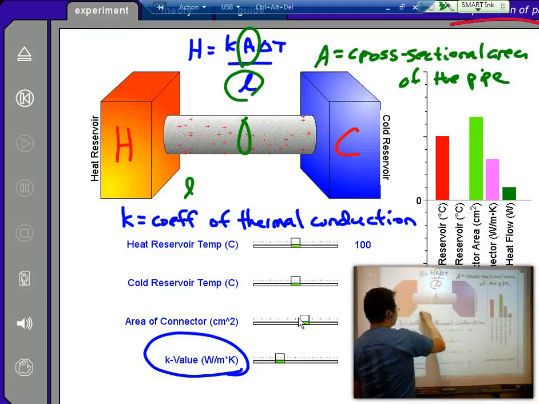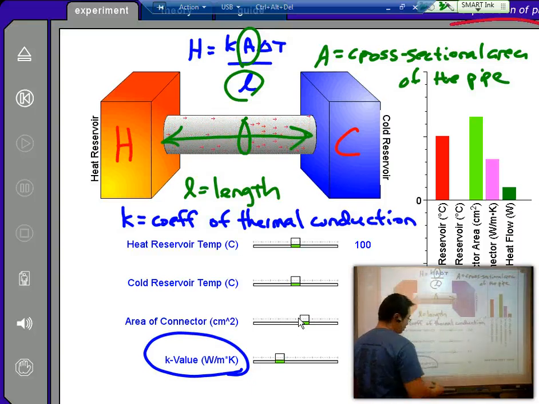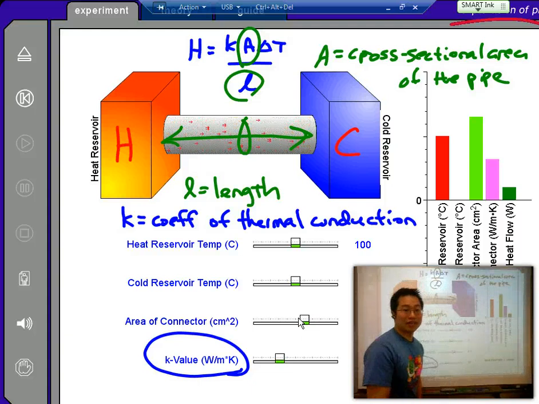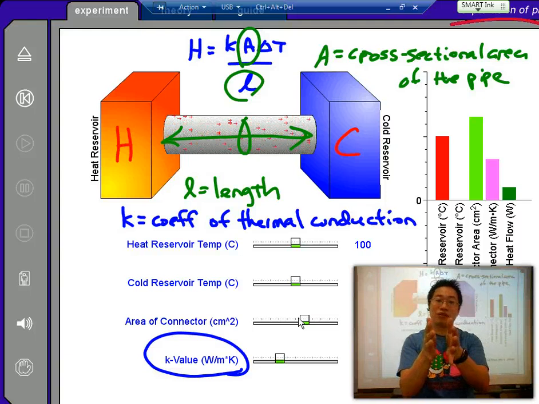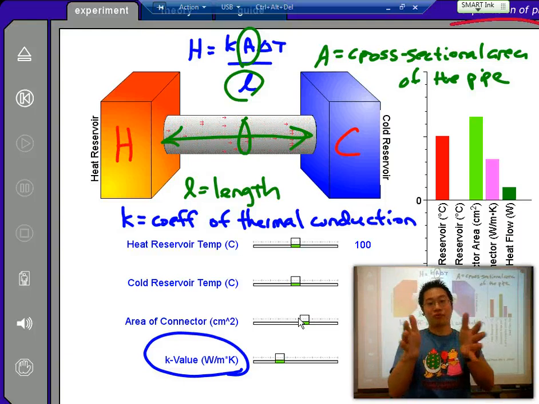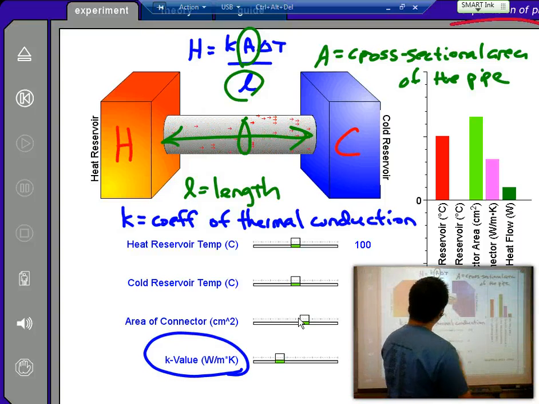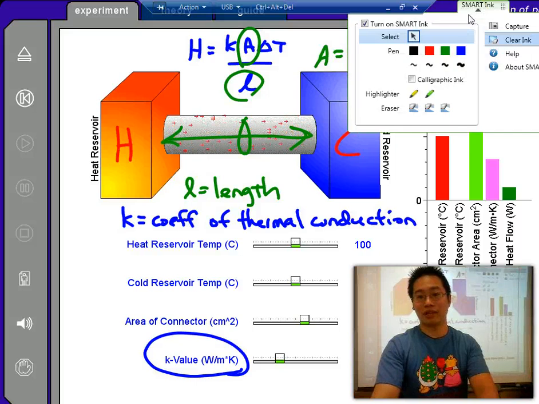L is length. It's literally how long the connection is between the hot and the cold. And if you move them closer together, it's easier for heat to transfer than when it's further apart. Okay? So ultimately, the rate of heat transfer is based on these variables.